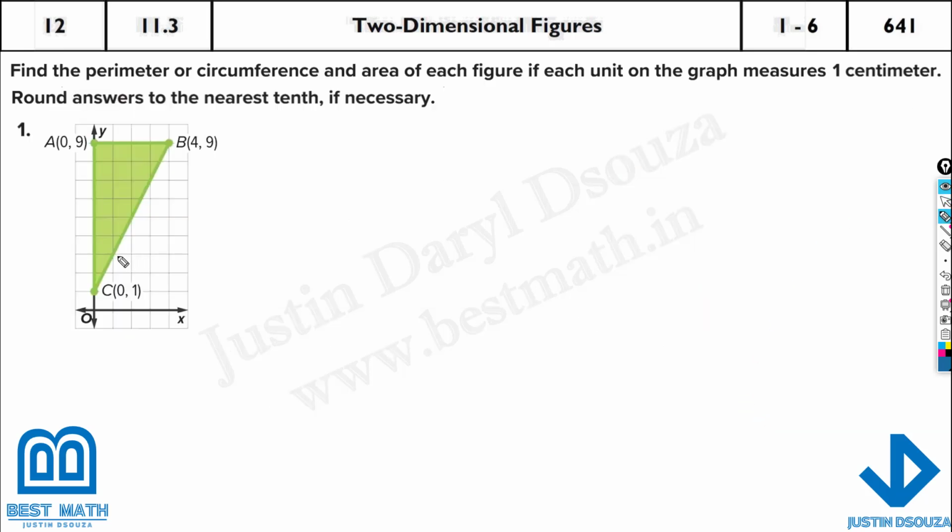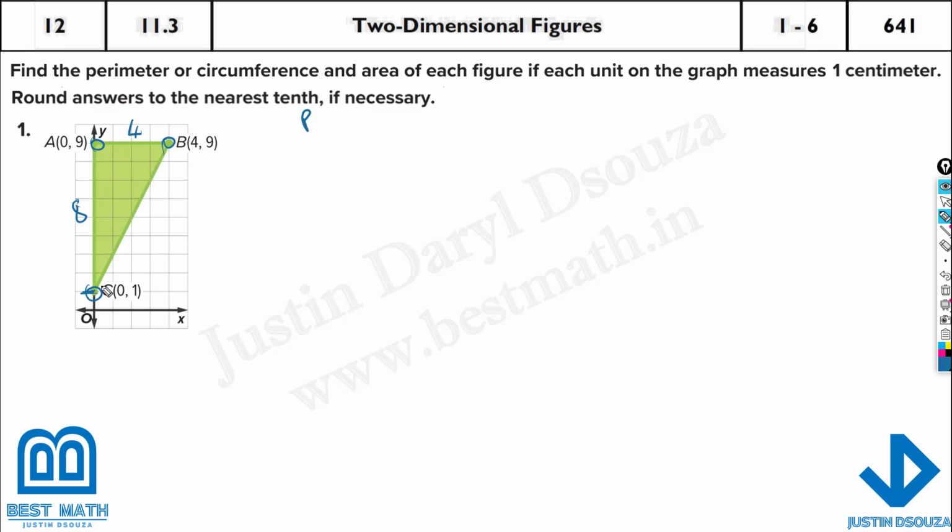Here you can see the figure is given. The coordinate points are also given. It's a triangle. There are different ways to solve for the perimeter. First, let's do the perimeter. You need to find the sum of all the three sides. This is easy to find. It's 1 to 9. If you count it out, 1, 2, 3, 4, 5, 6, 7, 8. This height is 8. What about this? It's 1, 2, 3, 4. Very simple. But what about this slant height? There are two ways to find it.